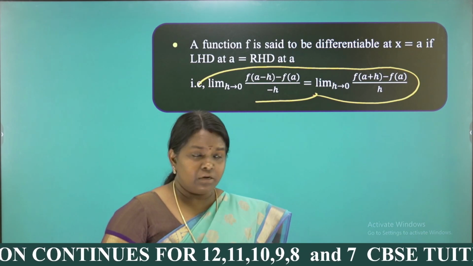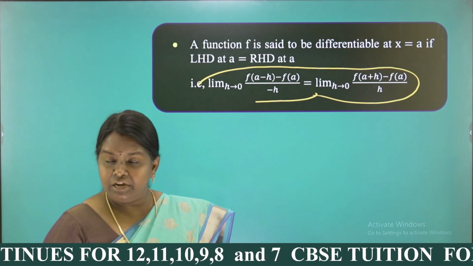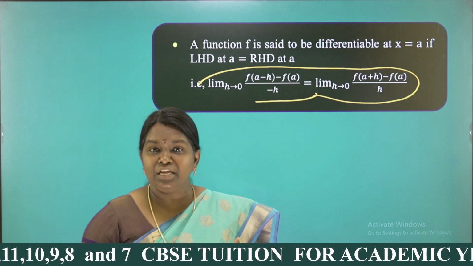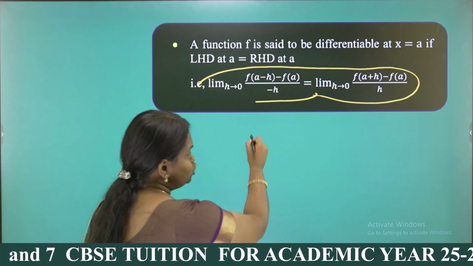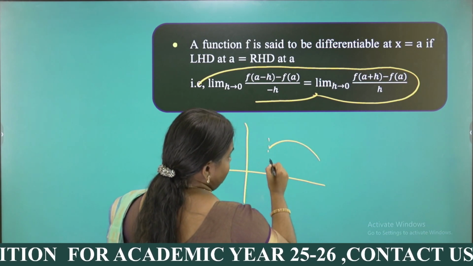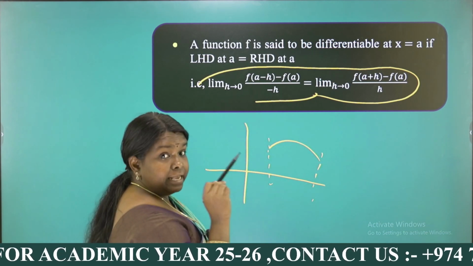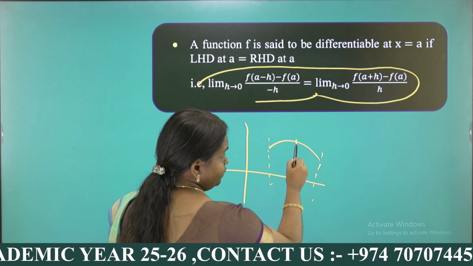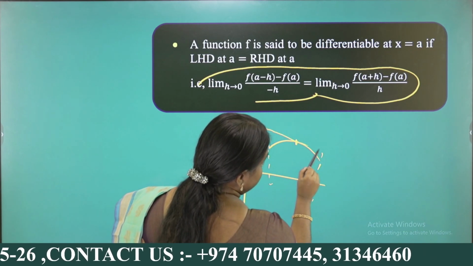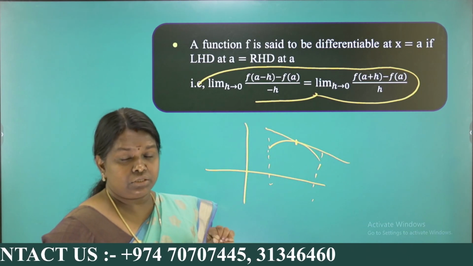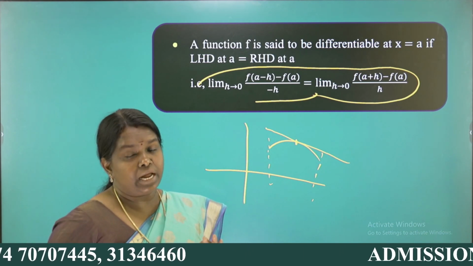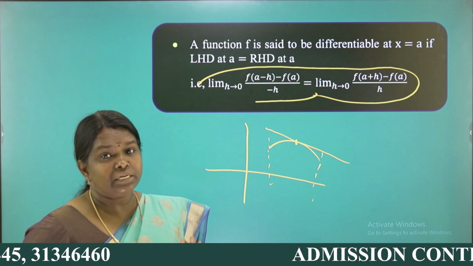And what is the geometrical meaning of continuity? We have already explained that. So what is the geometrical meaning of differentiability? The geometric meaning is that at x equal to a point, there should exist a unique tangent. There should be a unique tangent to that function at that point.